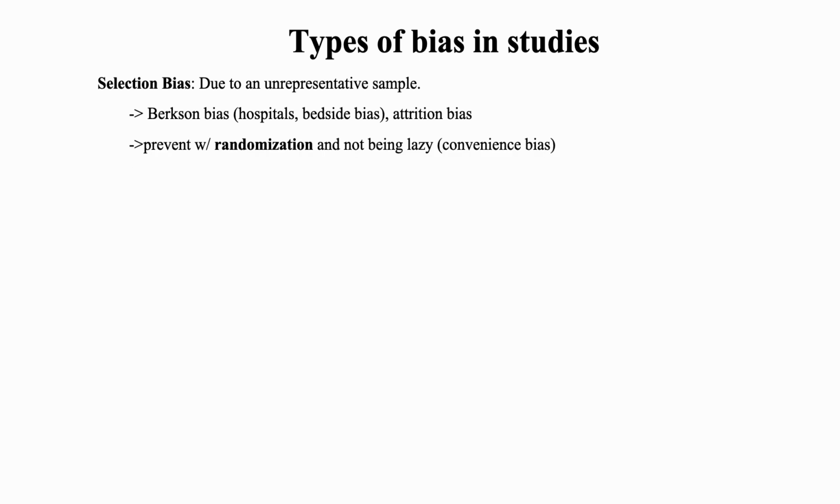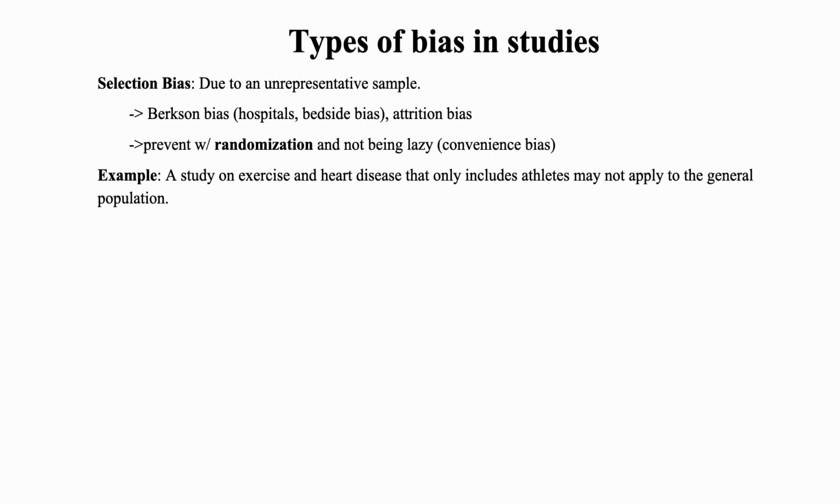So you want to prevent selection bias with randomization, and you also don't want to be lazy. You don't want to just grab the first 10 people you see in the hallway and use them as your sample, because this might not be a representative sample. So you want to use randomization and also get a representative sample for the population you're interested in.